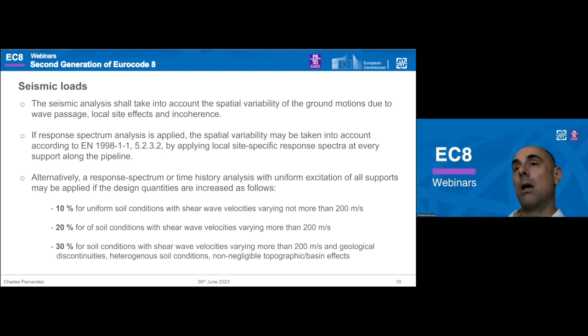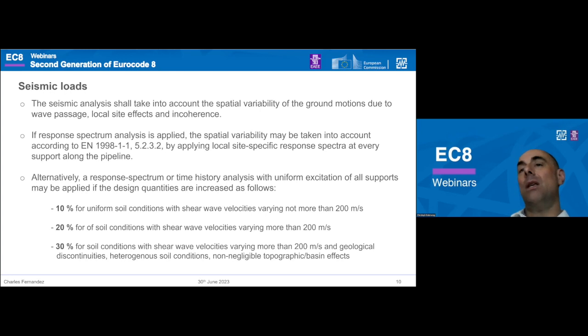So we have different possibilities. So now we have in part 1.1, that is the first possibility. If we apply response spectrum analysis or time history analysis, we can use the concept of spatial variability that is given in chapter 5 of part 1.1. And here we can take into account site-specific response spectra at different supports along the pipeline.